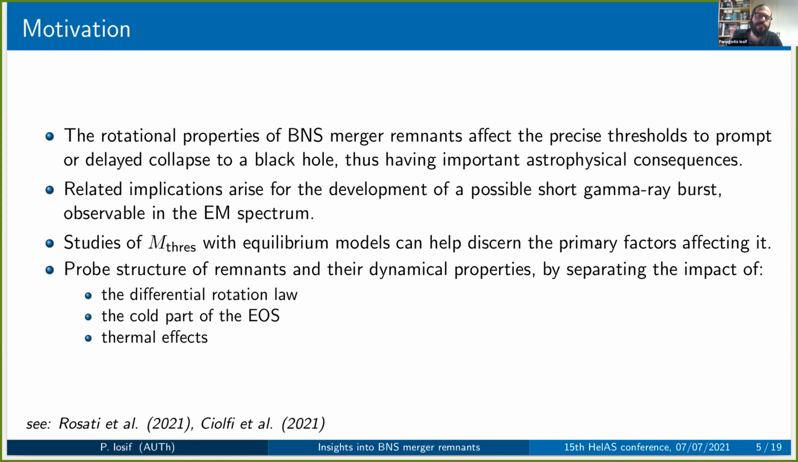So it is useful to try and pinpoint what are the primary factors that affect this threshold mass for prompt collapse. And the way we try to do this here is by looking separately at the effect of the differential rotation law, the cold part of the equation of state, and the thermal effects.